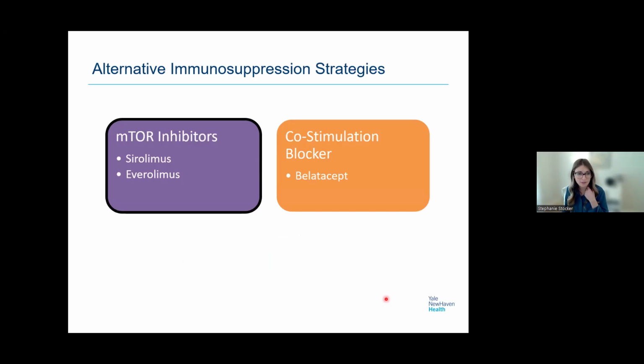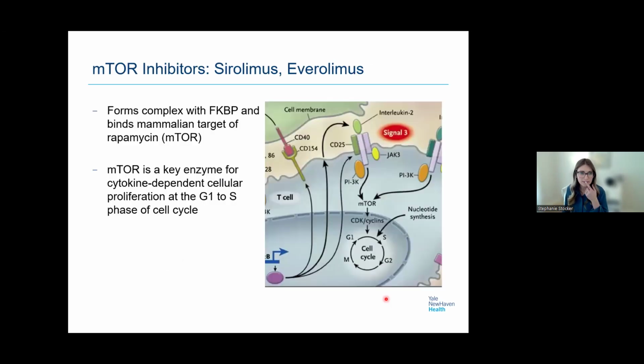So mTOR inhibitors are our big next line agent. Sirolimus and everolimus are our two options. They form complexes with FK binding protein that binds mTOR, and mTOR is a key enzyme in our cell cycle. And so we're effectively inhibiting or arresting the cell cycle at our G1 phase.